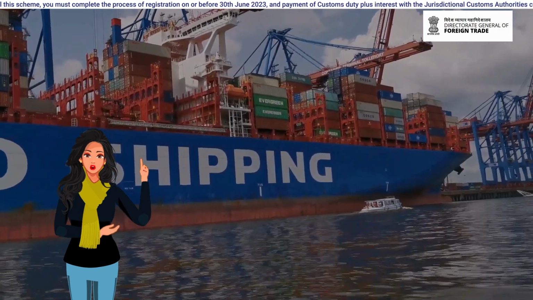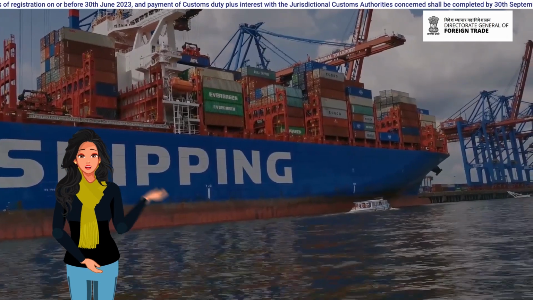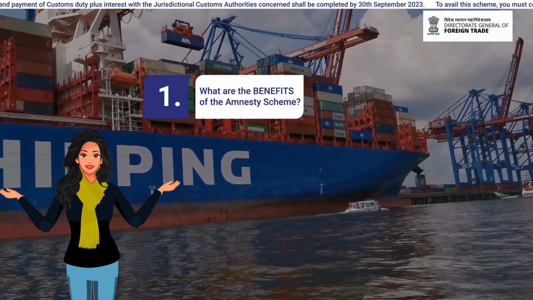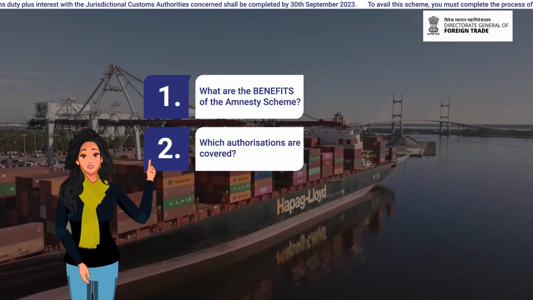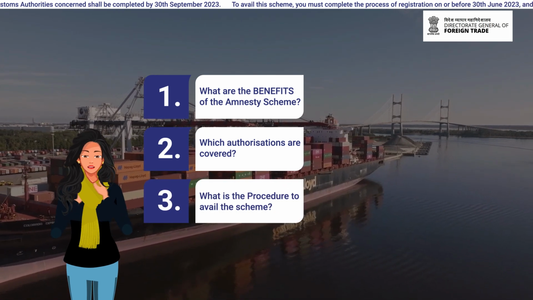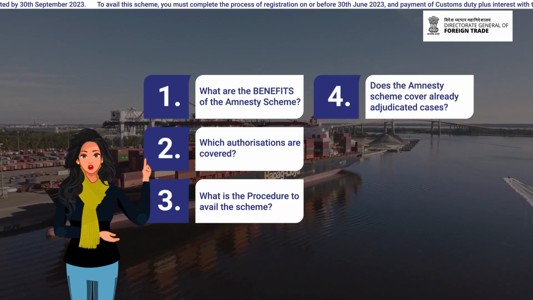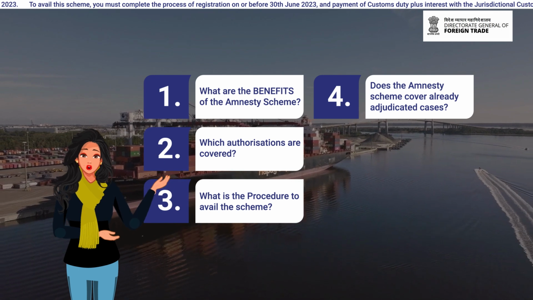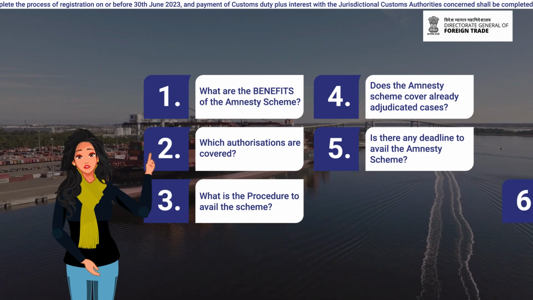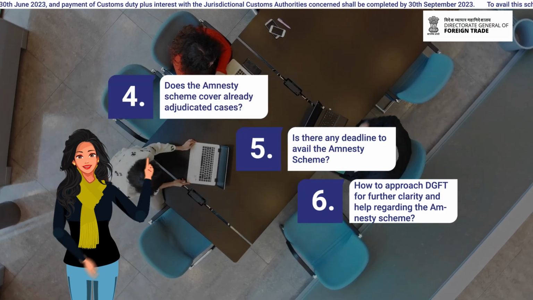Now let's take a closer look at the details of the scheme in a stepwise manner with the following 6 steps. First, what are the benefits of the Amnesty Scheme? Second, which authorizations are covered under the scheme? Third, what is the procedure to avail the scheme? Fourth, does the Amnesty Scheme cover already adjudicated cases? Fifth, is there any deadline to avail the Amnesty Scheme? Sixth, how do I approach DGFT for further clarity and help regarding the Amnesty Scheme?